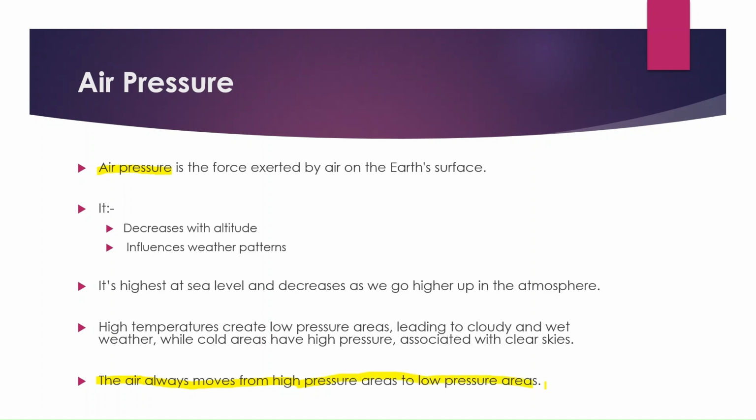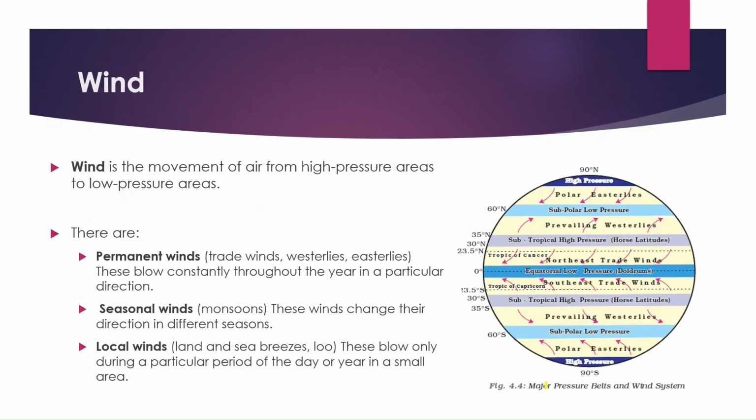Now let's understand what is wind. Winds are created when the air moves from high pressure areas to low pressure areas. As in the previous topic, we have learned that air always moves from high pressure to low pressure. So, this movement of air from high pressure areas to low pressure areas is known as winds.